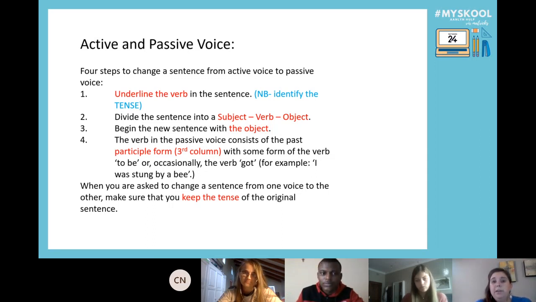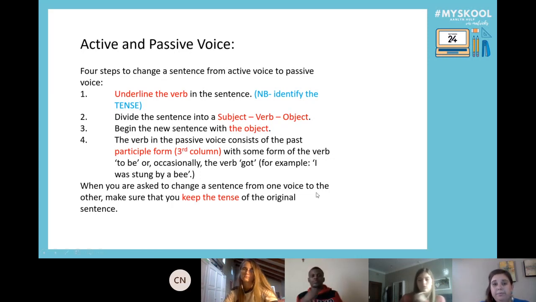So the verb in the passive voice consists of the past participle form, the third column, with some form of the verb to be or occasionally the verb got. For example, I was stung by a bee. When you are asked to change a sentence from one voice to another, make sure that you keep the tense of the original sentence. In other words, the sentence, the dog eats his tinned food, would be, his tinned food is eaten by the dog. The past participle form is the third column verb.